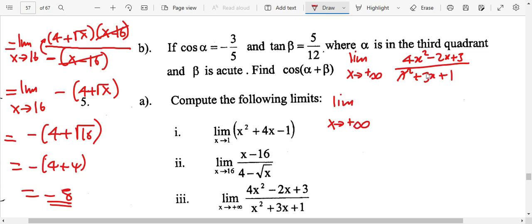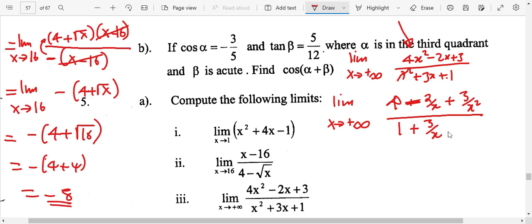You get the highest power, that is x squared. So divide the 4x squared by x squared, that will just be 4. Minus, divide the 2x by x squared, that will be 2 over x. Then plus, divide 3 by x squared, that will be 3 over x squared. You are dividing everything by x squared. And then come down, you've got x squared divided by x squared, that will give you 1. You have got 3x divided by x squared, that will be 3 over x. You have got 1 divided by x squared, that would be 1 over x squared. Are we good like this?